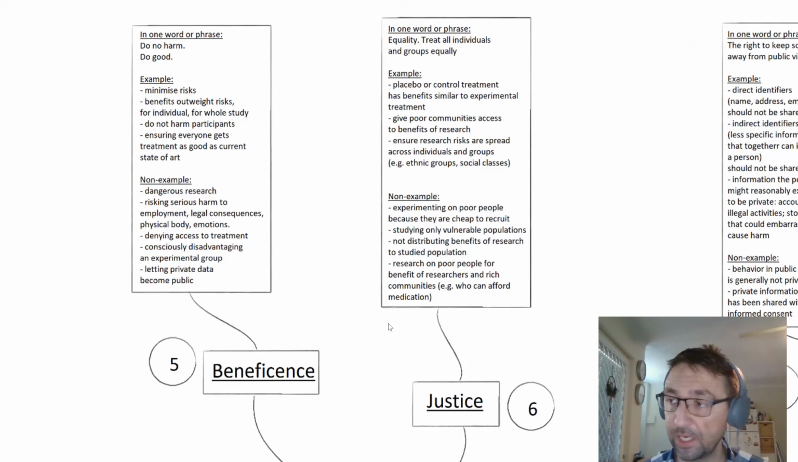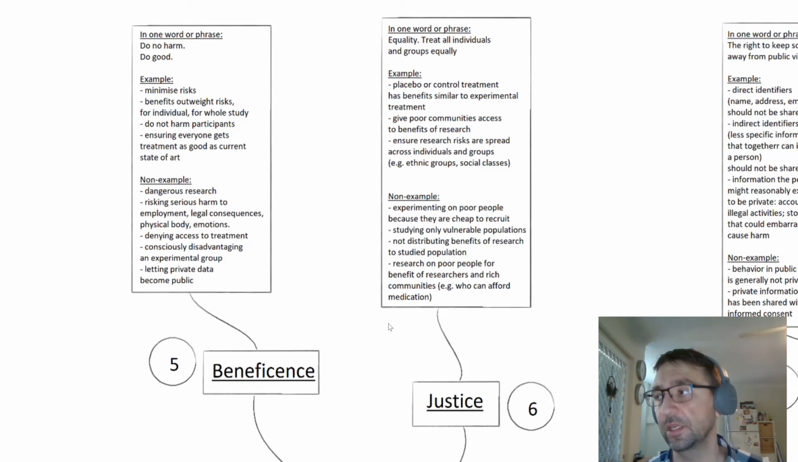So if a benefit is offered to one, it should be offered to all. And so I've already sort of discussed a bit of this under beneficence, but if you have a placebo or control group, so if you have a group that gets the treatment, and another group that gets no treatment or gets a fake treatment, you need to make sure that the benefits of getting the placebo or the control are similar to those of the experimental group.